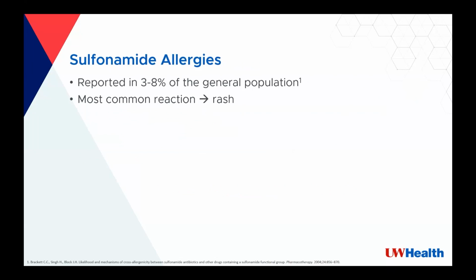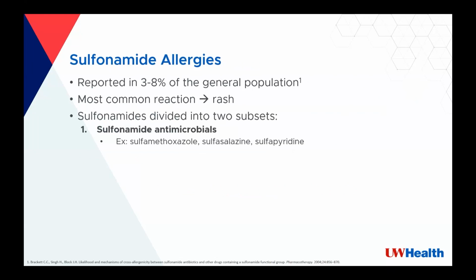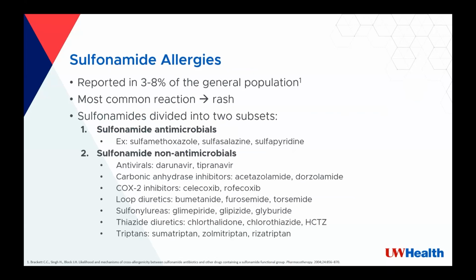And when talking about sulfonamide allergies, these are reported in 3 to 8% of the general population, so they are relatively common. Our most common reaction that we see with these is a rash. And sulfonamides in general are typically divided into 2 subsets. So first we have our sulfonamide antimicrobials, which includes sulfamethoxazole, sulfasalazine, and sulfapyridine. And then we also have our sulfonamide non-antimicrobials, which includes many other medications and drugs that we see. Of note, our COX-2 inhibitors, celecoxib and rofecoxib, our loop diuretics, sulfonylureas, and thiazide diuretics. So many others here that we see.